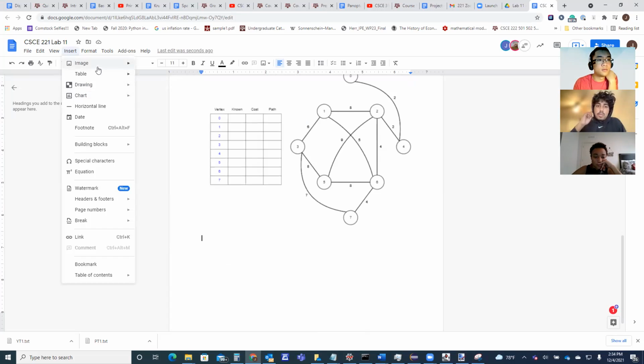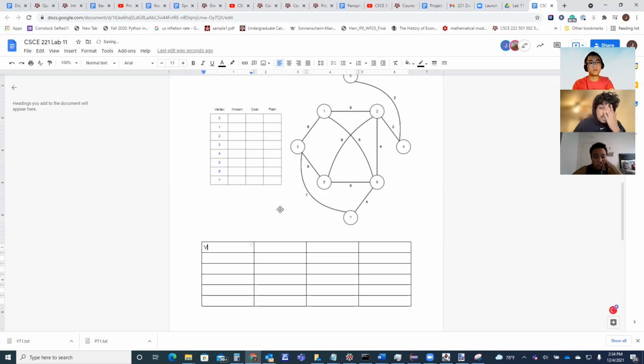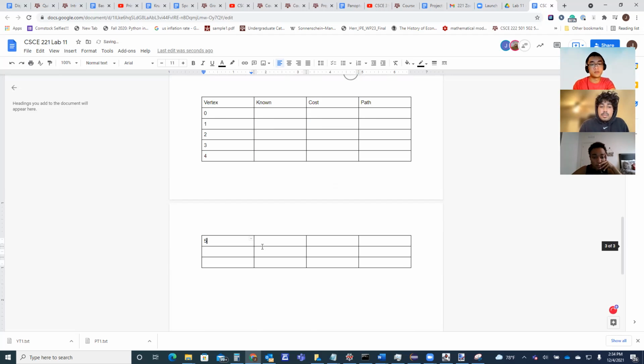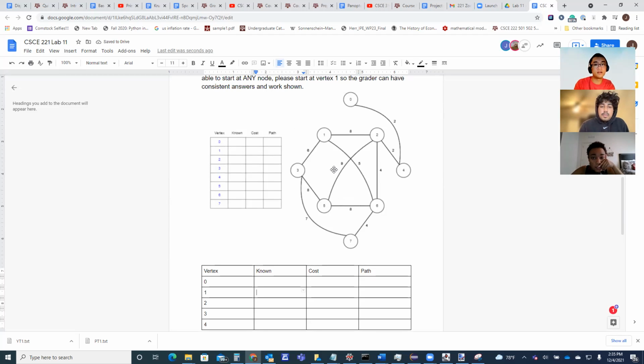Okay. Well, then this is a 4 by 8 or 9. I think it's just 4 by 9. It's vertex, known, cost, and path. Oh wait, you can read it. Why am I reading it out to you? It's right there. What does known represent? So known is whether or not you've completed it. So everything starts at false, and then at the very end, it should all be true. Oh, okay. So this is true, and everything else is false.